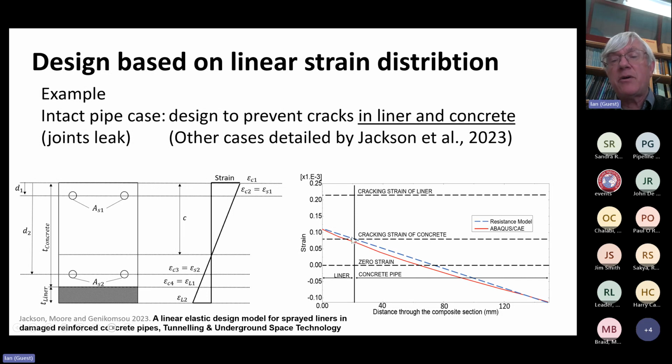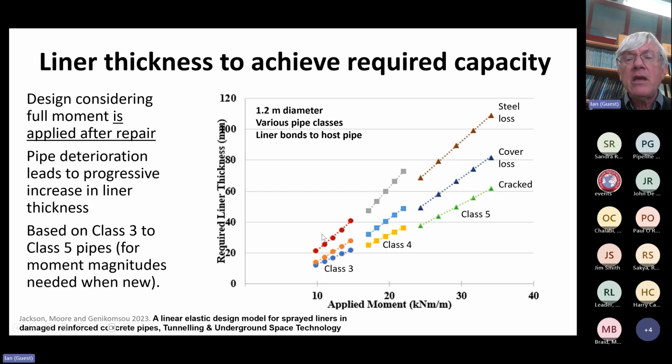Well, we need to consider the possibility of a crack developing in the intact concrete and then causing the liner to crack. And the other conditions are discussed in the publication.